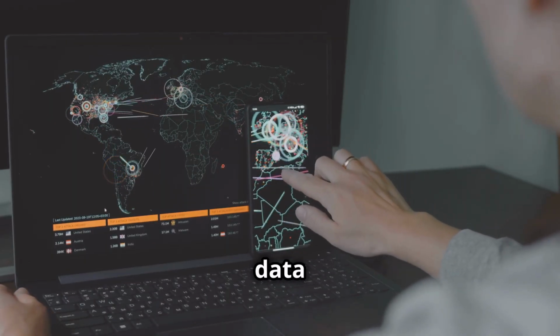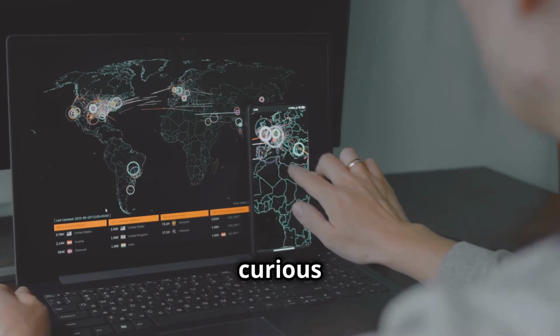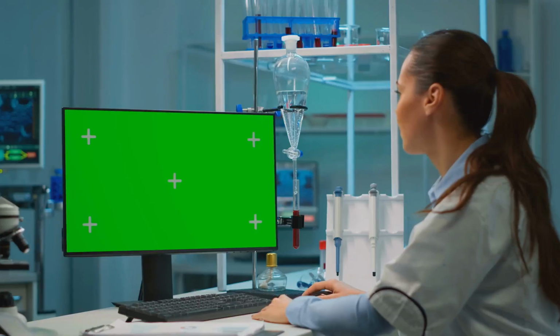Yeah, so we've talked a lot about data, and there's this feature in VidIQ that I'm really curious about. What's that?